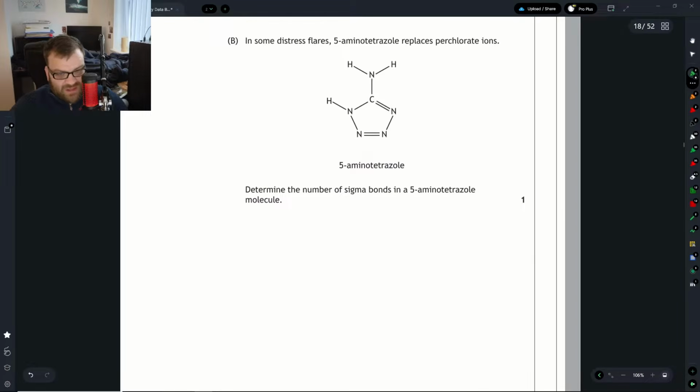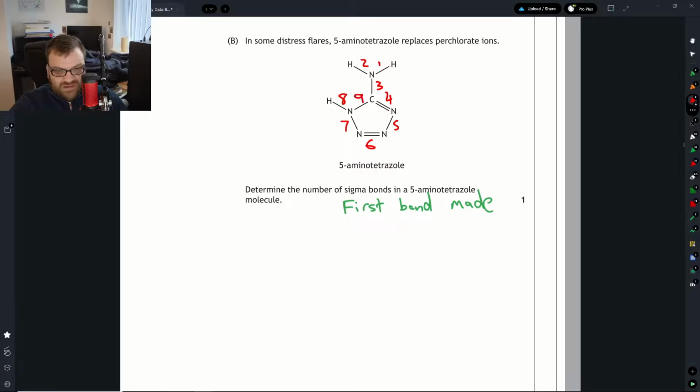If you're asked about sigma bonds, it's the first bond that's made. First bond made. Let's do a count. So we have got 1, 2, 3, 4, 5, 6, 7, 8, and 9. Answer of 9 sigma bonds. Think of it that way, it will make it nice and easy. If you're wanting pi ones, that's any second or third bonds after that. So in this one, there would be 2 pi bonds, 1 for each of the double bonds that are involved in this molecule, and that gives you an answer of 9.